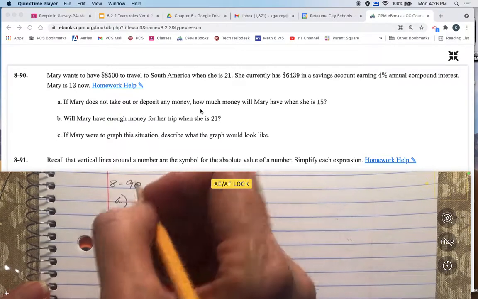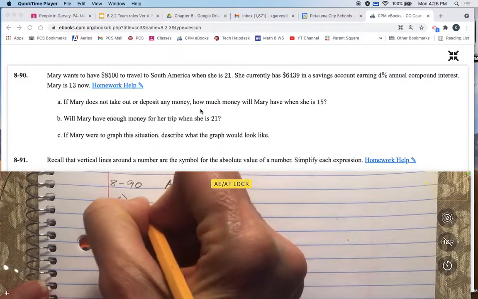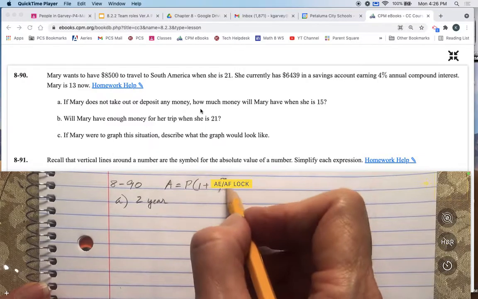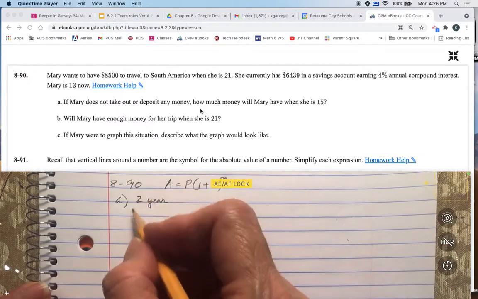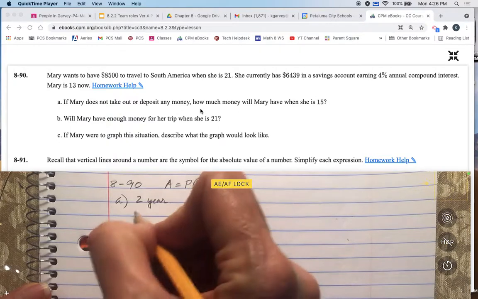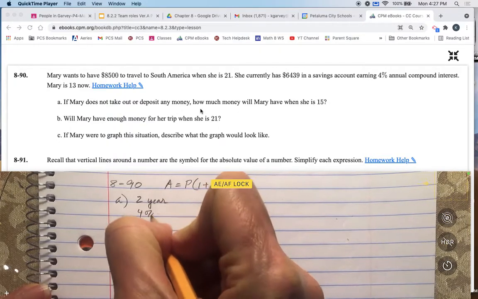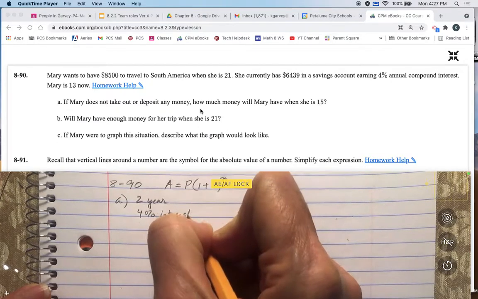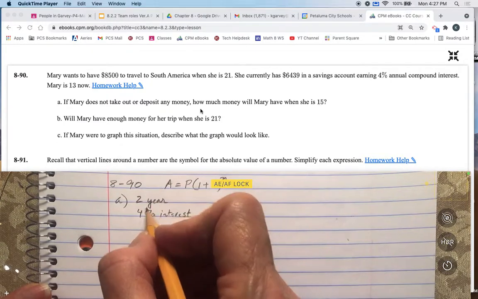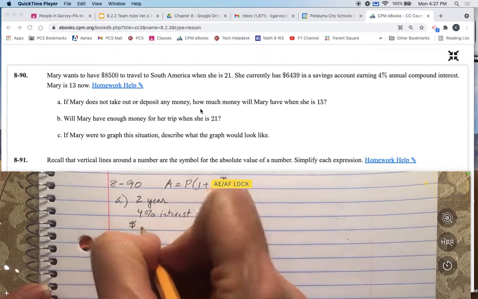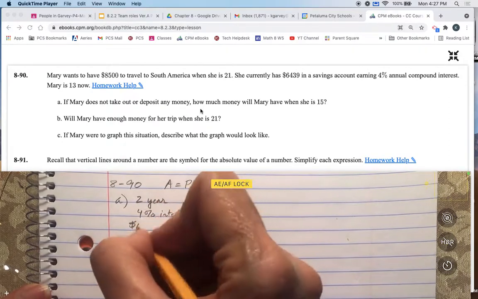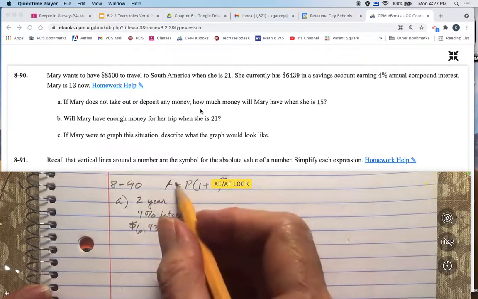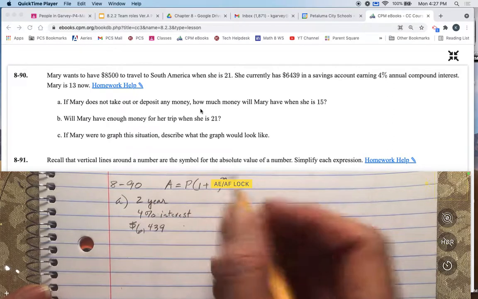All right, so 15 minus 13, we know it's going to be 2 years. So that will be n, the time period. And we know that the interest is a 4% rate of interest. And we know that our starting amount is going to be 6,439. Okay, so we can just plug these numbers in here.